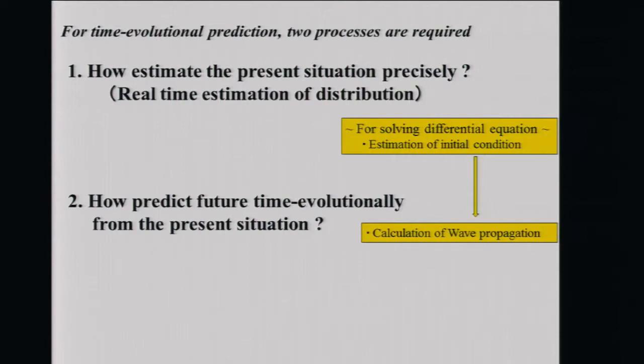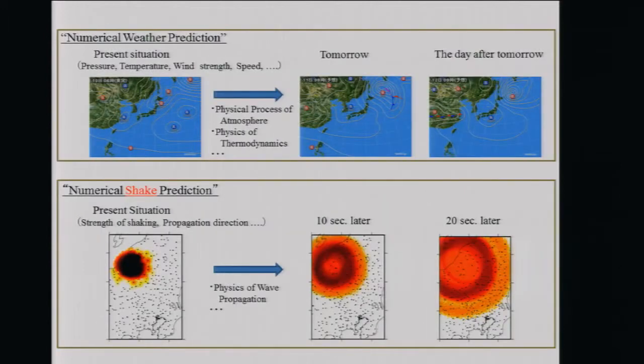We experience these two processes in everyday weather forecasts. Especially in numerical weather prediction, the present situation, that is pressure, temperature, wind speed, wind strength, is input into a supercomputer. And then based on the physical processes of the atmosphere, the physics of thermodynamics, we predict the situation tomorrow or the day after tomorrow. Based on a similar idea, we will carry out numerical shake prediction. That is, strength of shaking and propagation direction are input into the physics of wave propagation. And based on the physics of wave propagation, we predict the situation 10 seconds later or 20 seconds later.